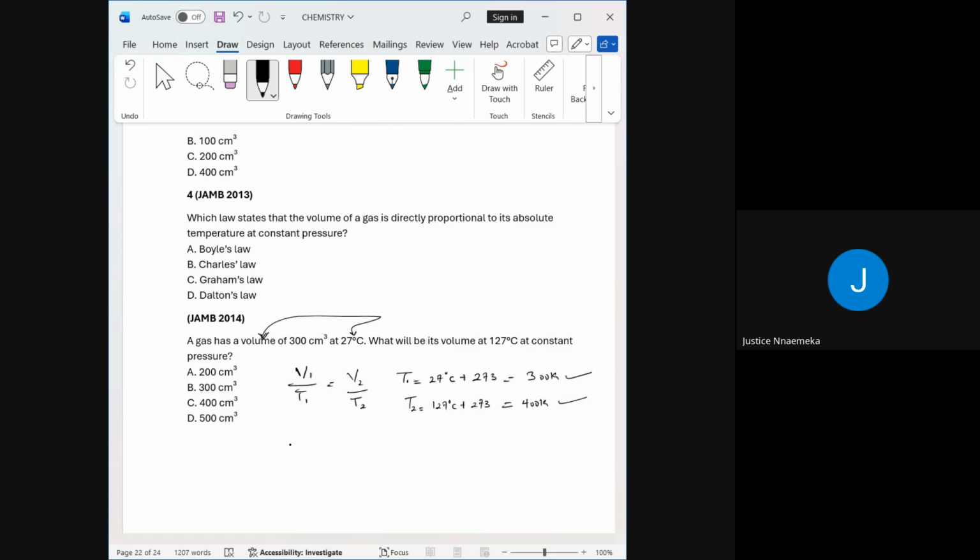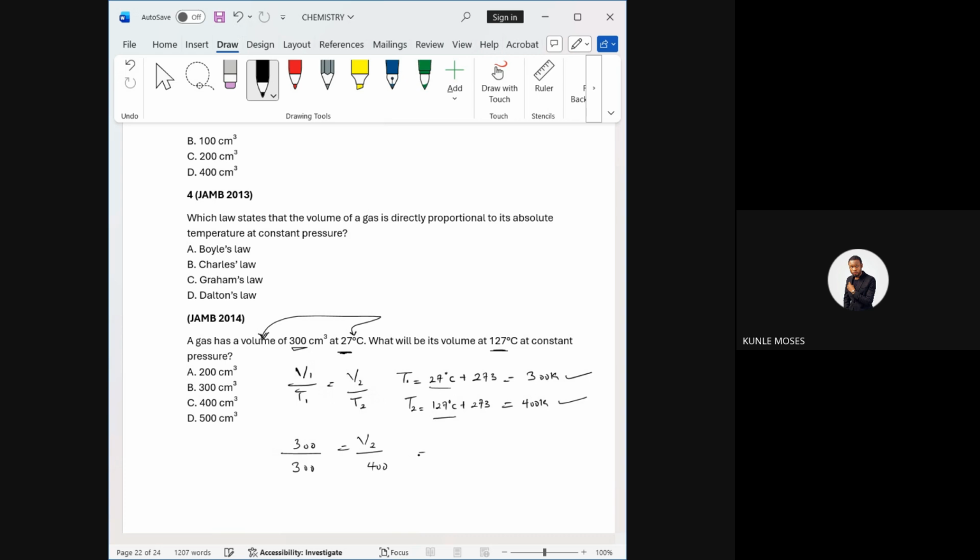So V1, what do you say? The volume 1 is 300, I mean the temperature 1 is 27, and the temperature 2 is 127, isn't it? That's what I did, right? I did 27 and 127. So the V1 is 300. That would be 300 divided by T1, which is also 300, equals V2, which we are looking for, over T2, which is 400, right?